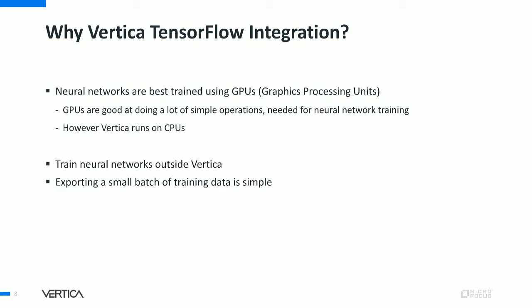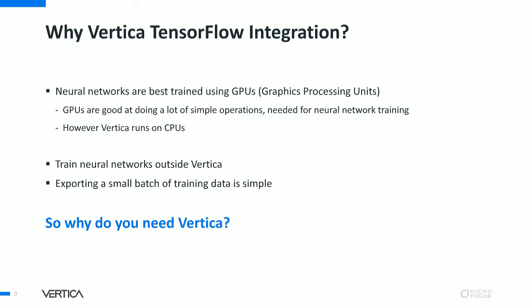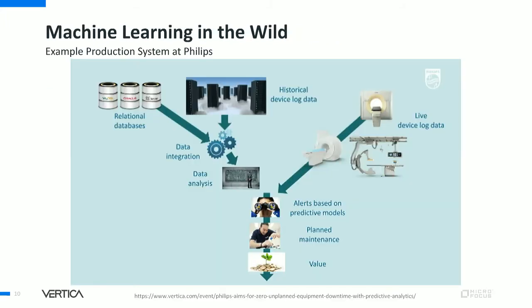So to train our neural networks, we have to go outside of Vertica, and exporting a small batch of training data is pretty simple, so that's not really a problem. But given this information, why do we even need Vertica? If we train outside, then why not do everything outside of Vertica? So to answer that question, here is a slide that Philips was nice enough to let us use. This is an example production system at Philips.